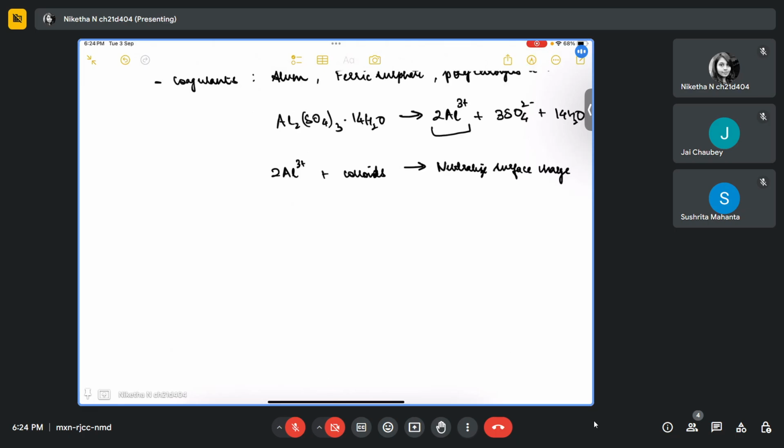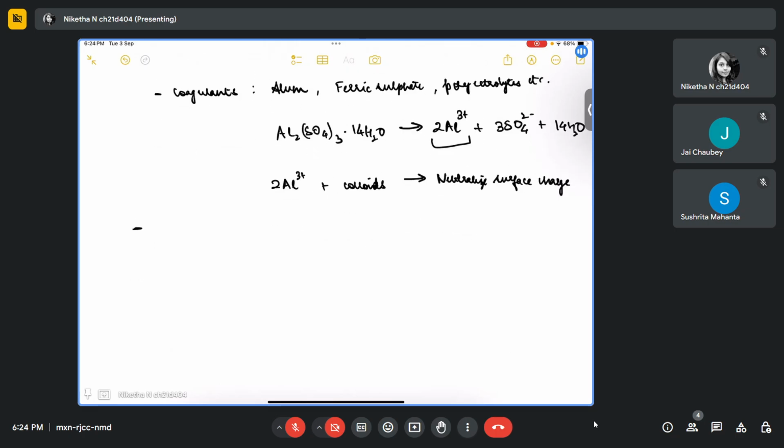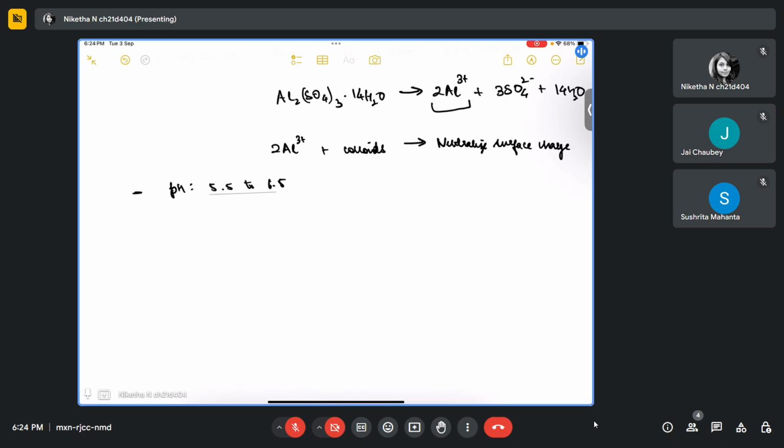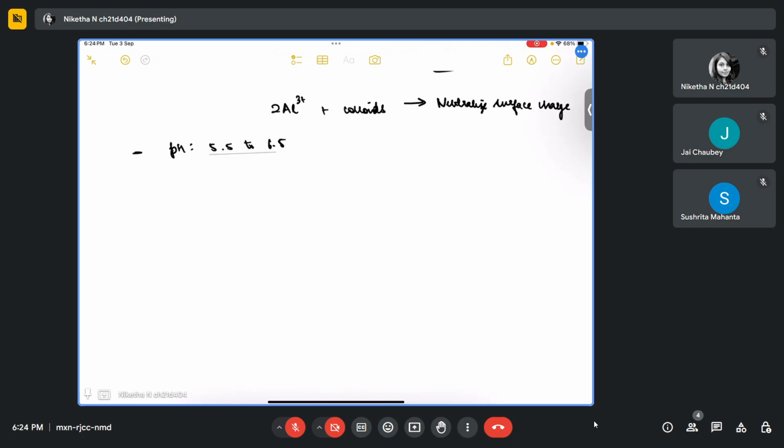Okay, but one thing is that this process is pH dependent, so you have to maintain a pH of 5.5 to 6.5. If there is any deviation, then the colloids will not form. The coagulation will not take place. So flocculation is the process where you mix the colloids. It is just mixing the formed colloids so that they form even bigger particles.